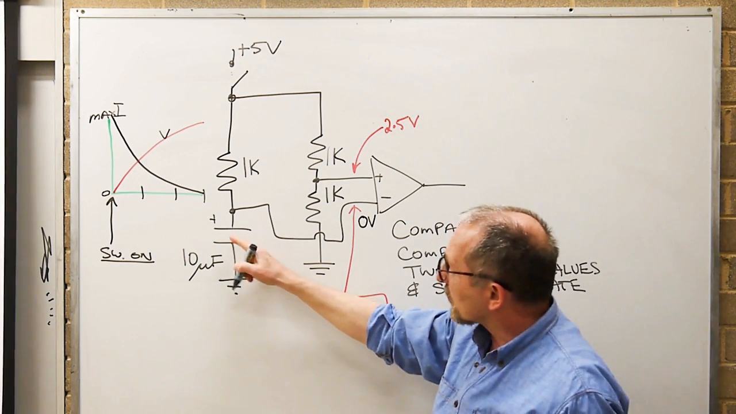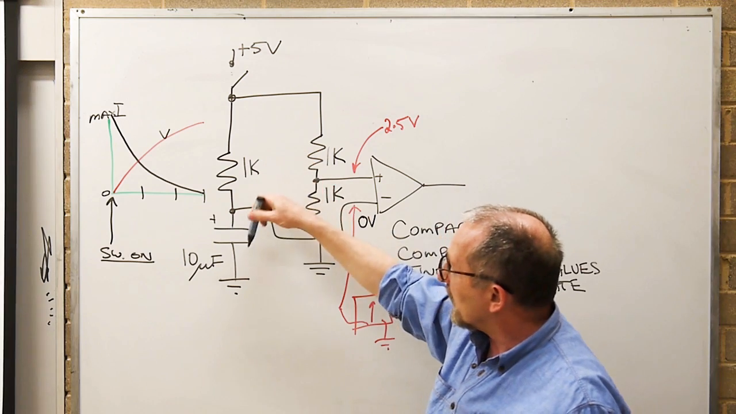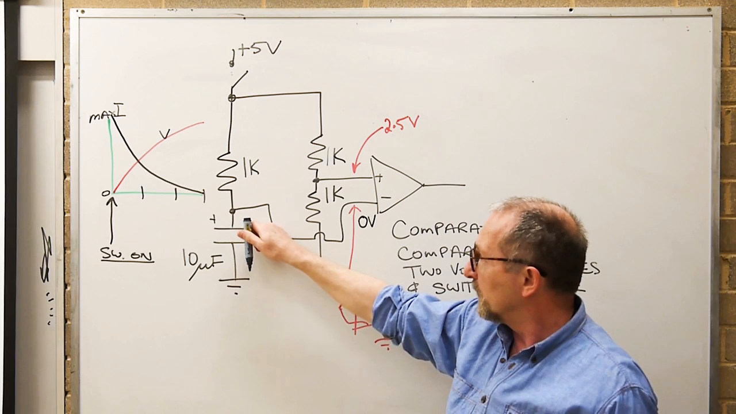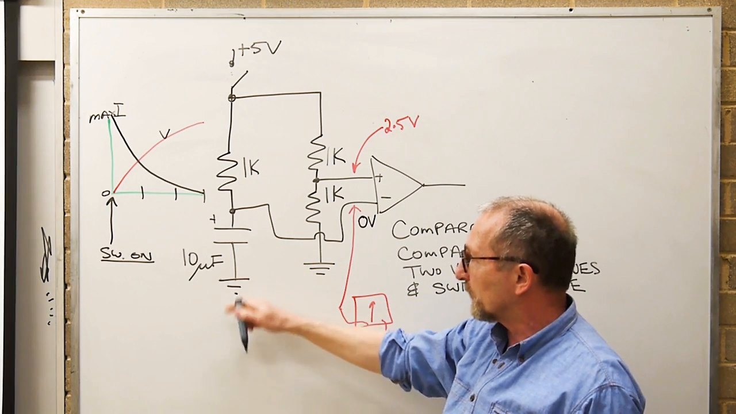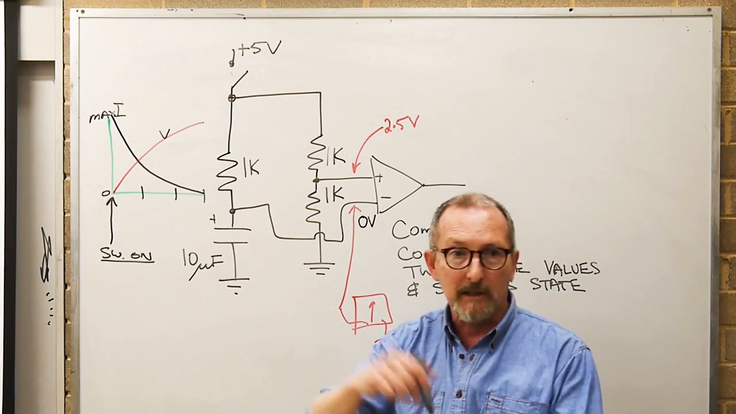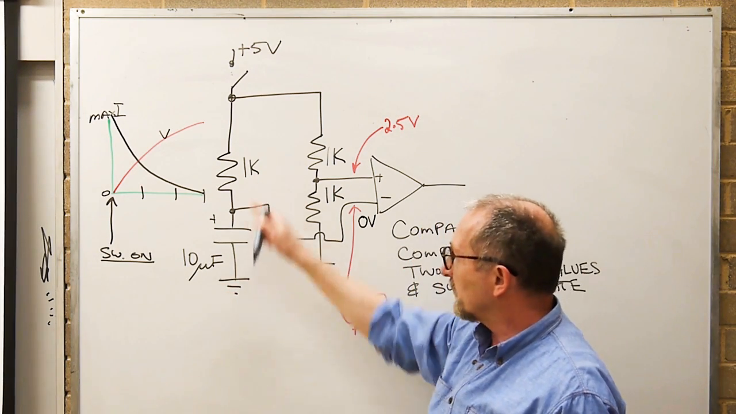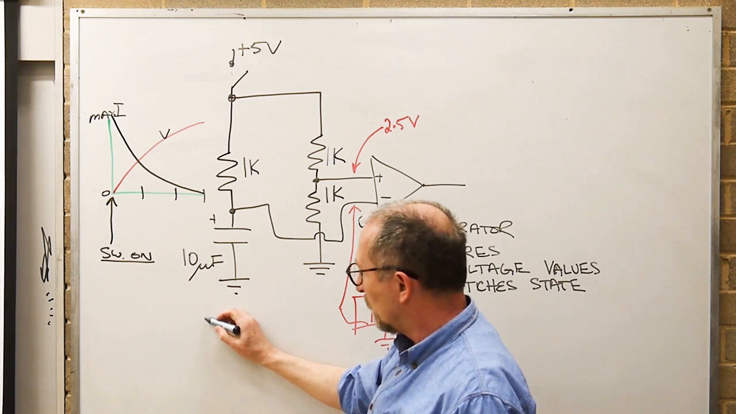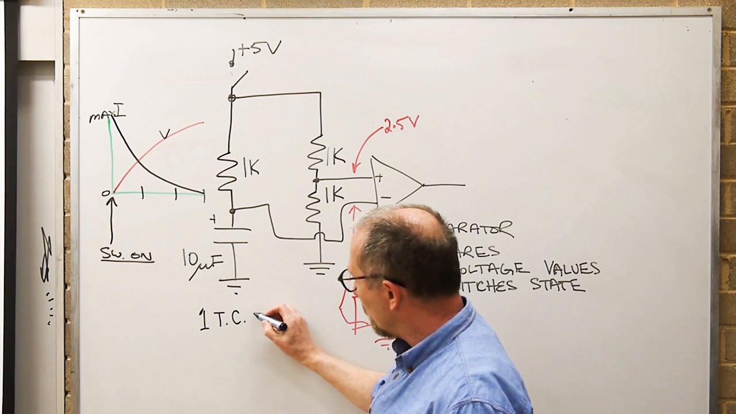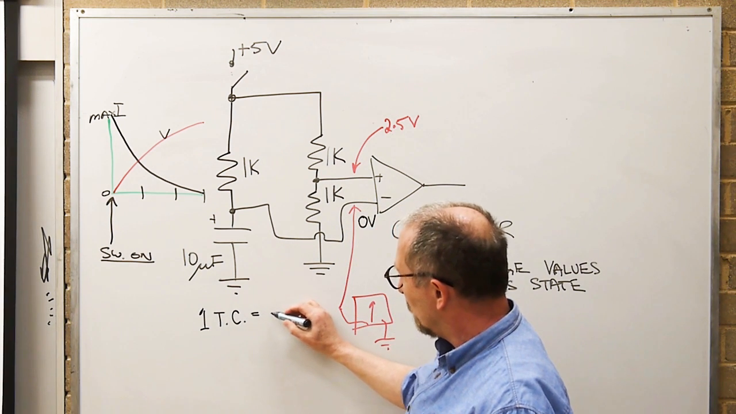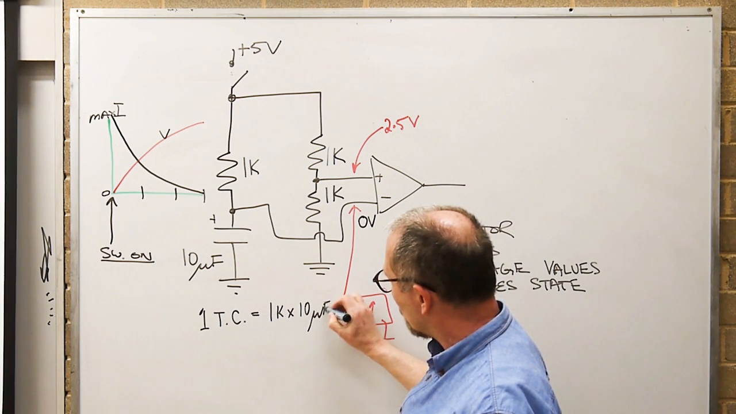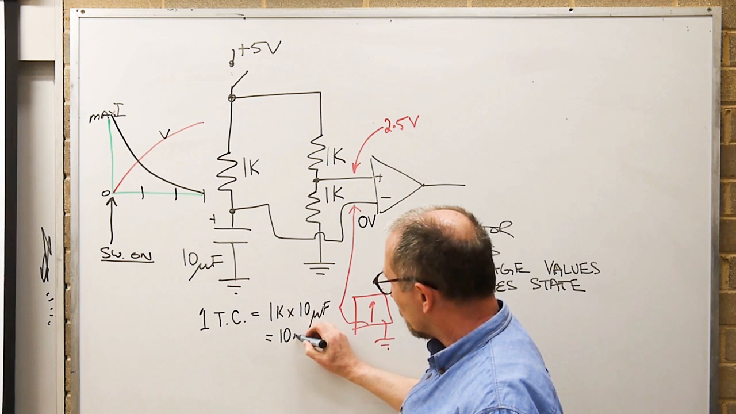And then this is going to slowly charge based on the RC time constant between the 1K and the 10 microfarads. Just out of curiosity, how much would that be? What would the time constant there be? Grab your calculators, work it out. 1K, 10 microfarad. 1 time constant equals, is it 10 milliseconds? 1K times 10 microfarads, 10 milliseconds.